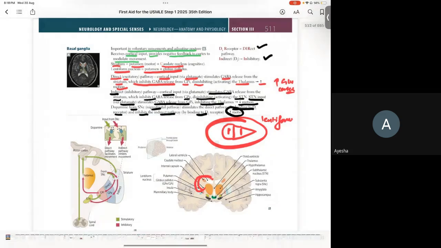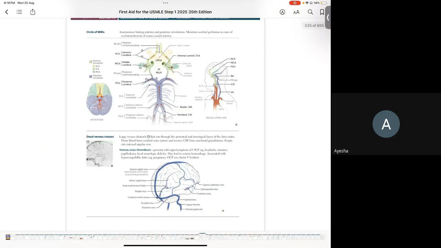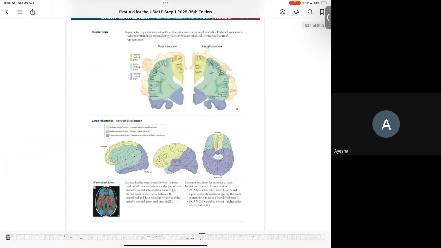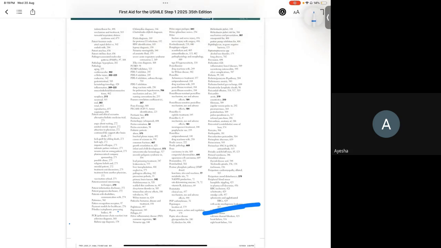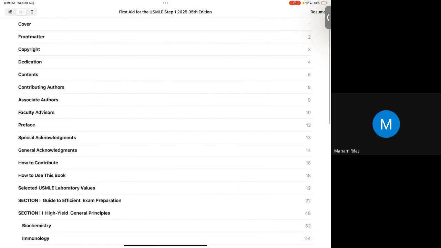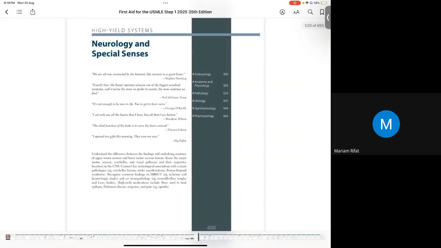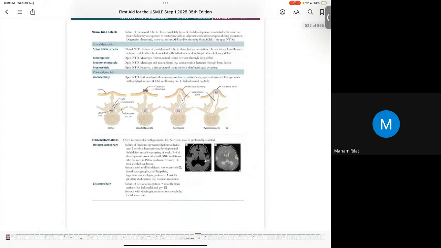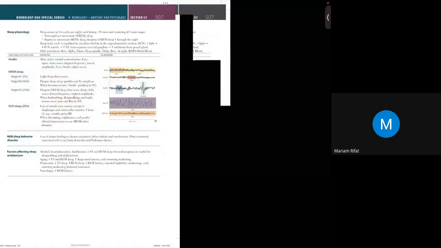Okay, let's just discuss this entire blood supply from our first slide. We already know the homunculus. Can you just please tell me the page number? What happened? It's 514, 540, 545.